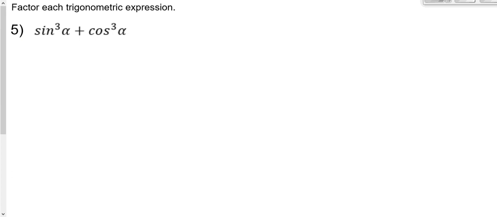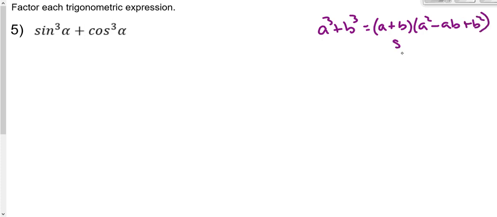Number 5. Okay, this one should remind us of something like this: a cubed plus b cubed. It's a sum of cubes. And we have a special factoring formula for a sum of cubes. It's a plus b times a squared minus ab plus b squared. Remember the SOAP formula? Same, opposite, always positive, referring to the signs.